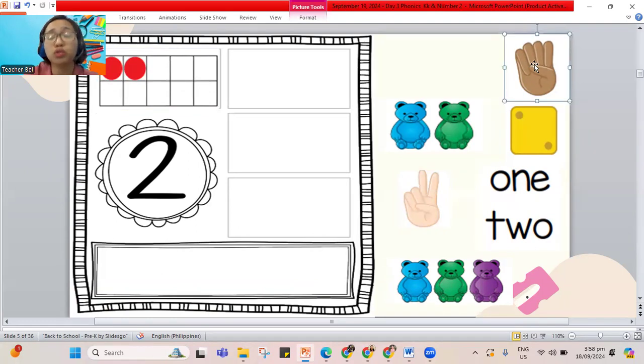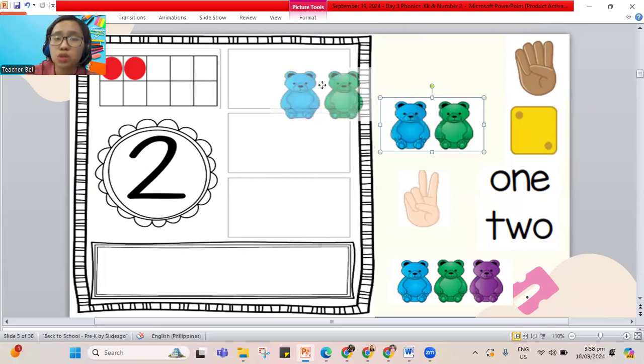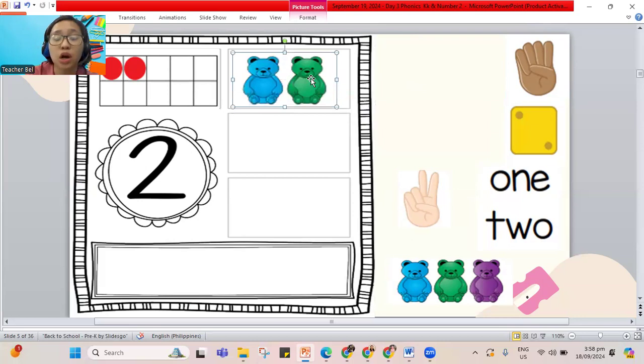Does it show 2 fingers out? No, that is a closed hand. That is shown for 0. How many bears? That's 1 and 2. So let's put 2. This is 2. There are 2 bears. How about the fingers?